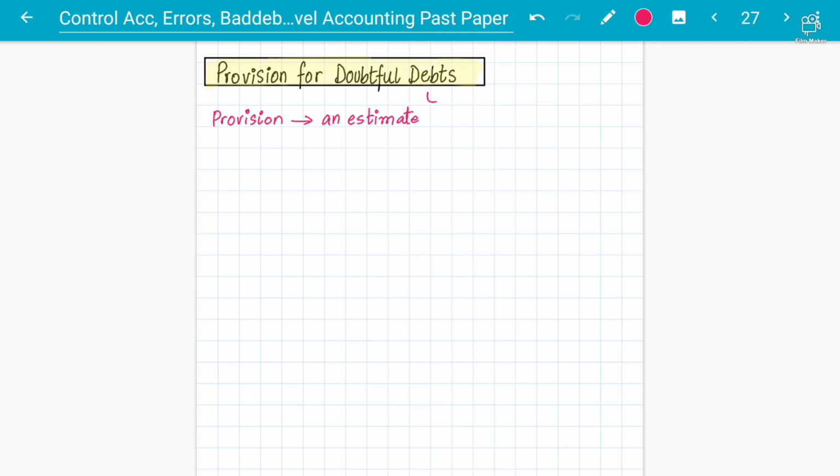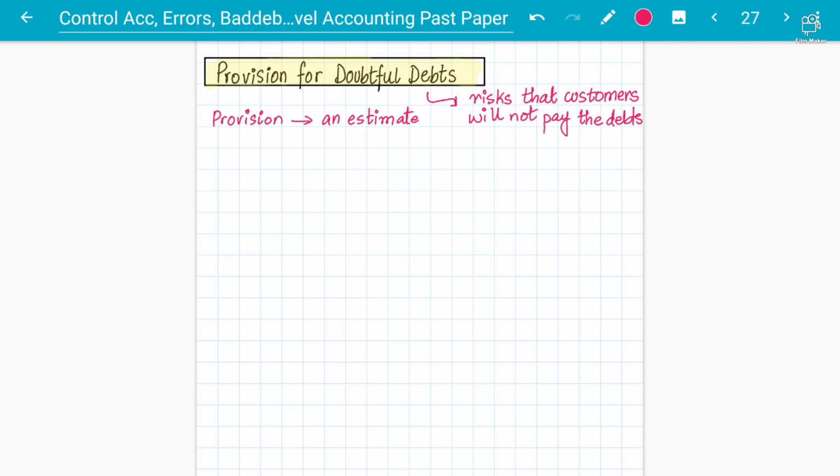And what is the meaning of doubtful debts? I have broken this concept down: provision is an estimate, and doubtful debts is the risk that some customers might not pay. It's the risk that your customers, debtors or receivables will not pay the debts, because you sold goods to them on credit. So let me give you an example of how it works.